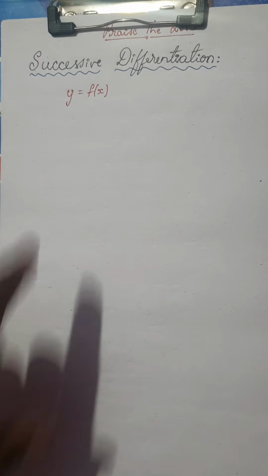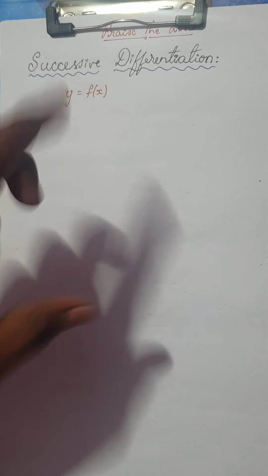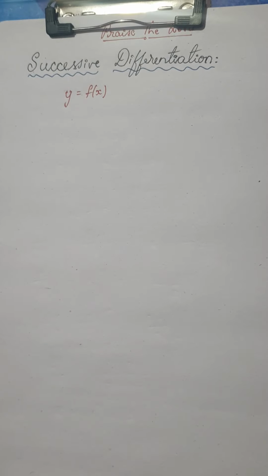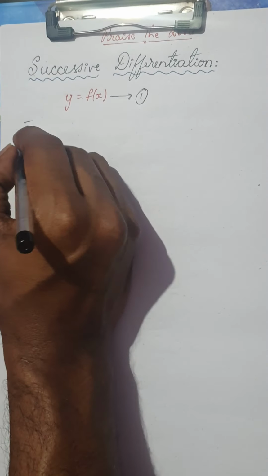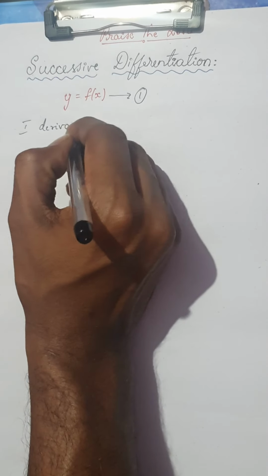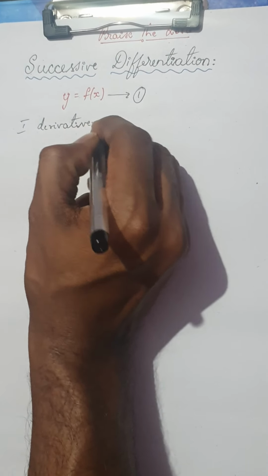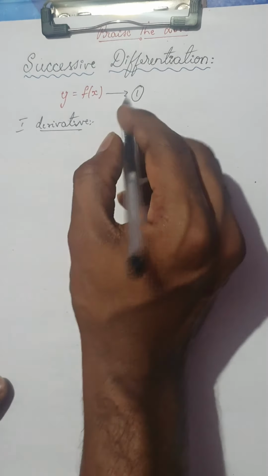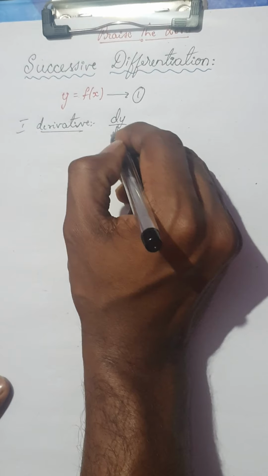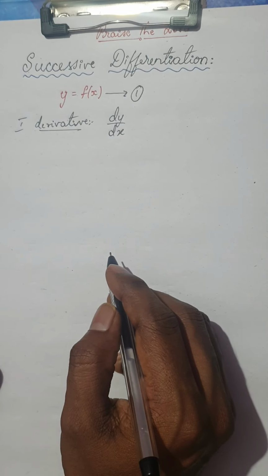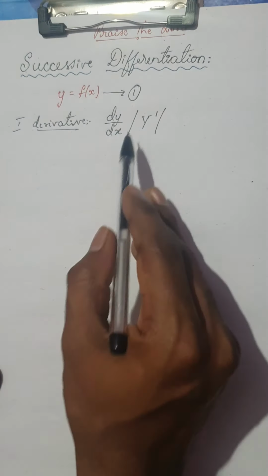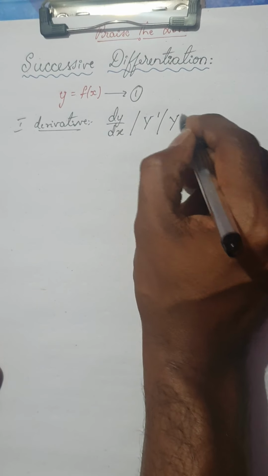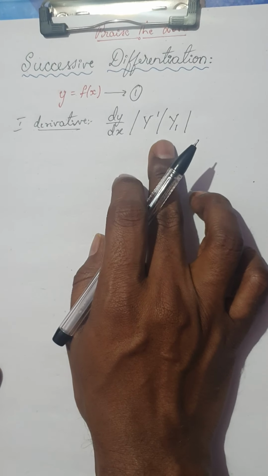Successive differentiation means, as the word itself says, you differentiate more than once. So if I have y is equal to f of x as the given equation, let me take it as equation 1, then the first derivative, until now we have just dealt with the first derivative of the function. We know the first derivative of the function is denoted by dy by dx. Remember, this can also be written as y dash, means we are differentiating once, or you can also write it as y1, y suffix 1.